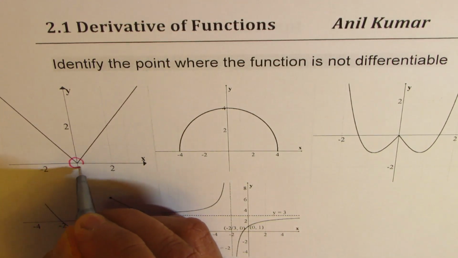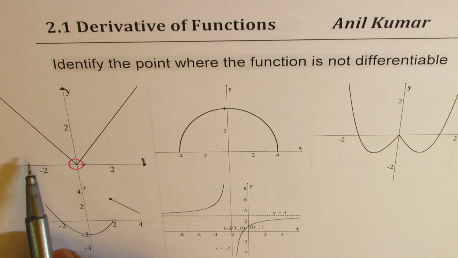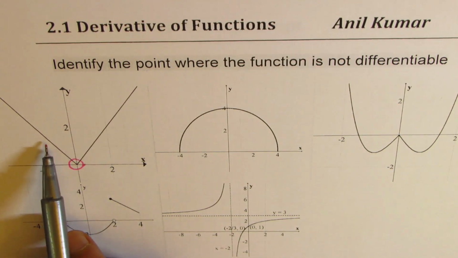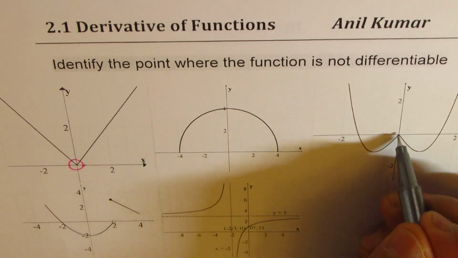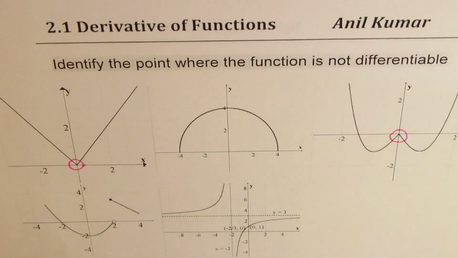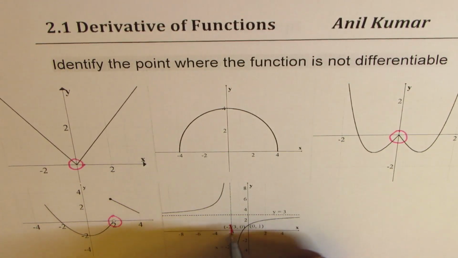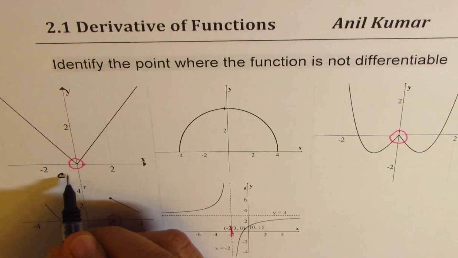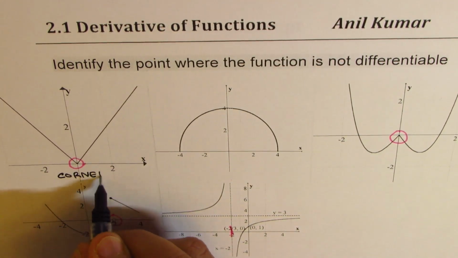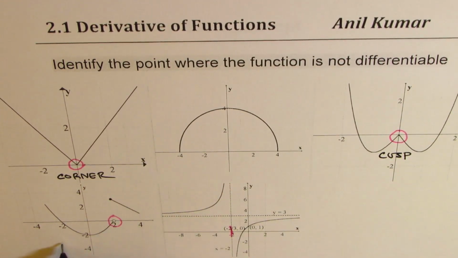Here the function is not differentiable at this point, since it is a corner. From the left there seems to be a tangent with slope -1. From the right it is +1. Here again is a cusp, not differentiable. Here a discontinuity. Here again a discontinuity, right? So those ones are very clear. So this is a corner, right? Here we have a cusp, correct? Here we have a discontinuity.